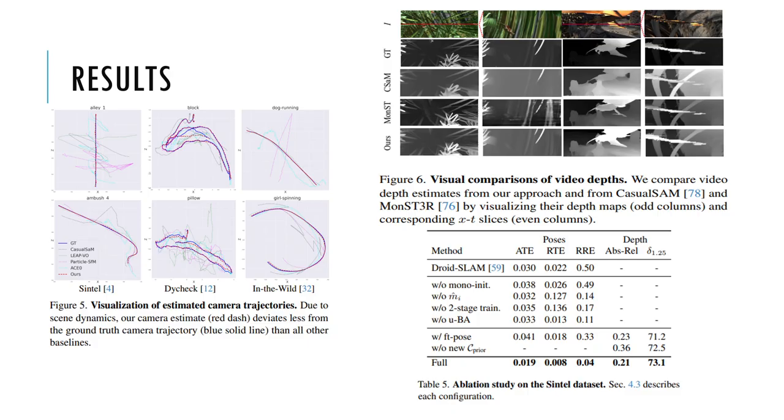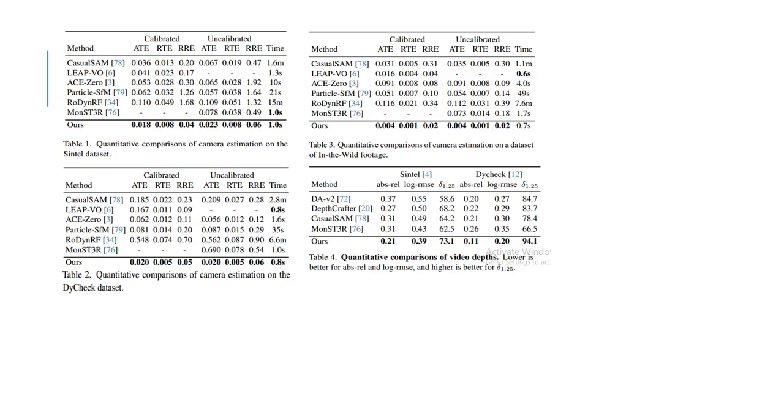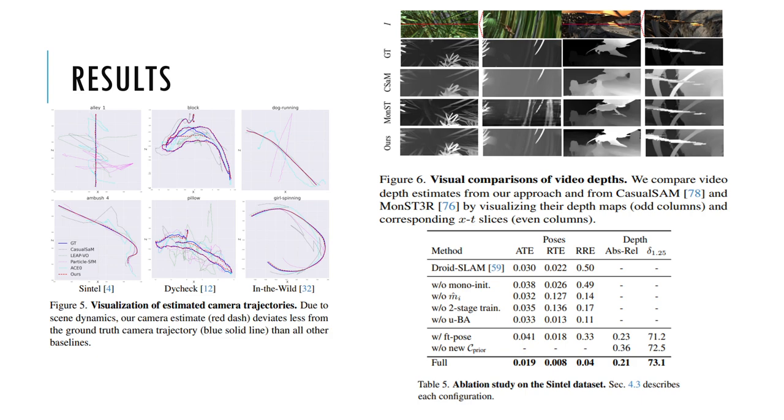Here blue indicates GT, and the others are Casual SAM, LEAP-VO, ParticleSfM, ACE-Zero and MegaSaM. Ours is nothing but MegaSaM. These are with respect to the Sintel dataset, DyCheck dataset and in-the-wild dataset. For each dataset, we are estimating camera trajectories for dynamic scenes, where the red line indicates the camera estimates and the blue line indicates the ground truth camera trajectories.